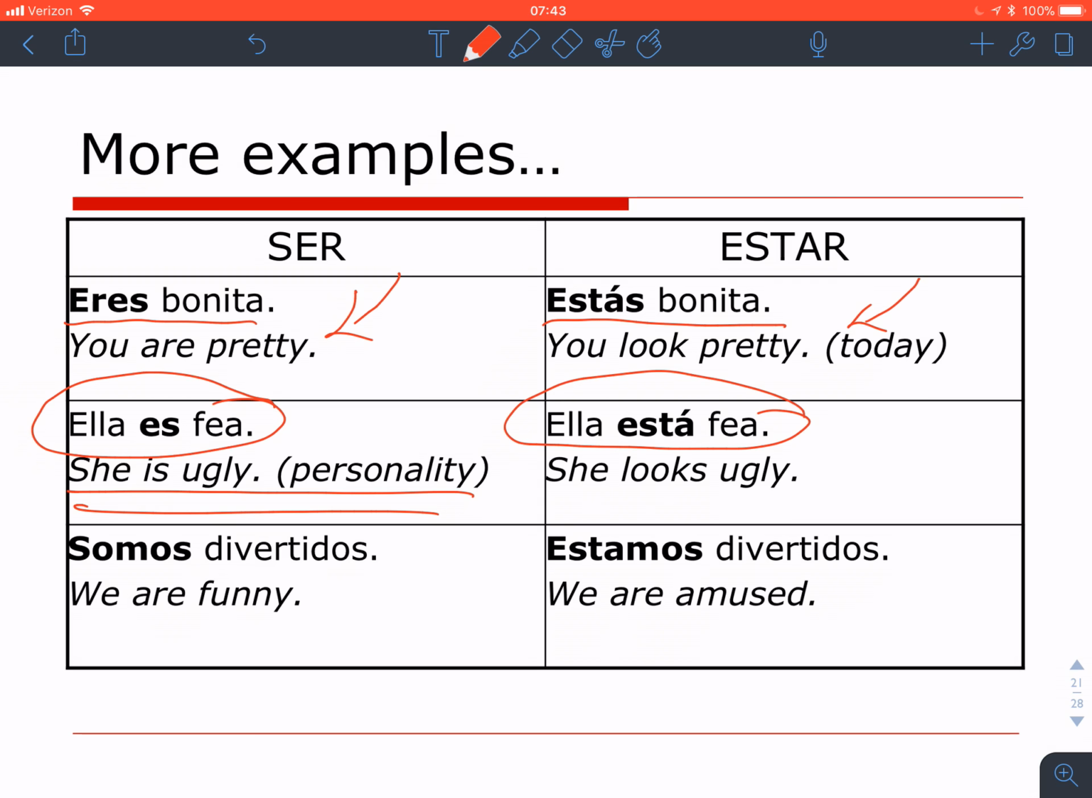Somos divertidos. This is what comedians would probably describe themselves as. We're funny people. We make people laugh. Estamos divertidos. Well, that would be the audience. They're caused to be happy. They're watching the comedian and they're laughing.